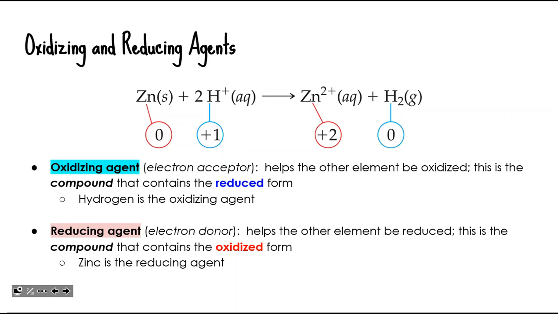So if we're looking up here at our two reactants, you can see that zinc goes from 0 to +2. So it's becoming more positive, it's being oxidized. That means zinc is the reducing agent, because it's causing the reduction of the hydrogen. So the hydrogen goes from +1 to 0. It is being reduced. So the hydrogen is causing the oxidation of the zinc. So that's why the hydrogen is the oxidizing agent, because it's the element being reduced.